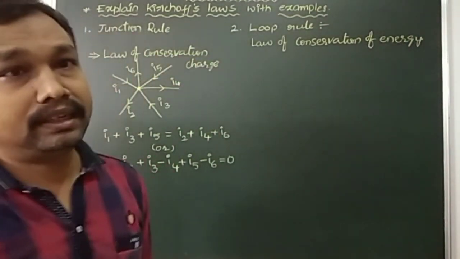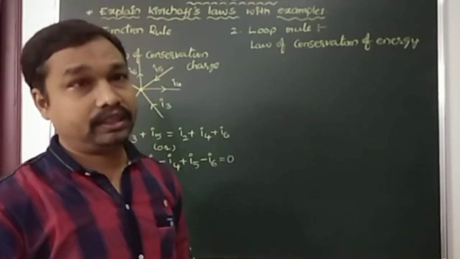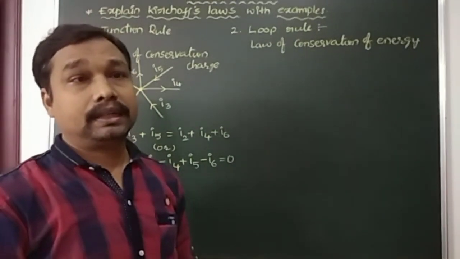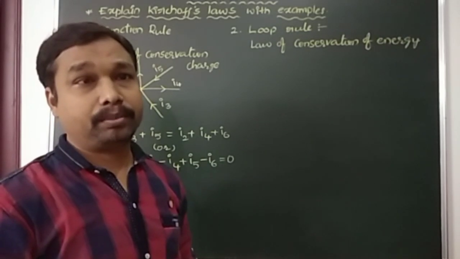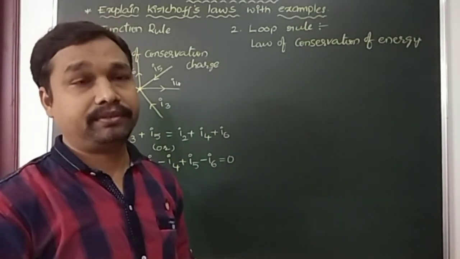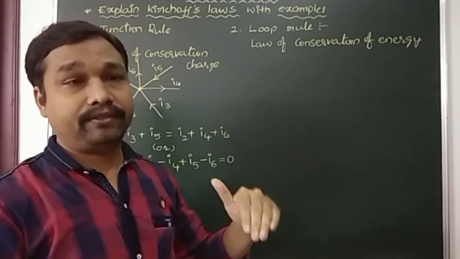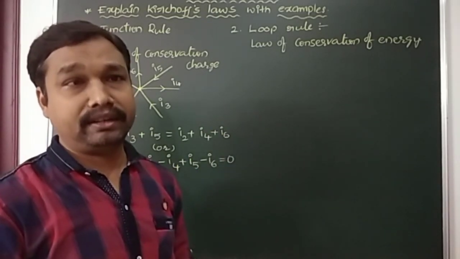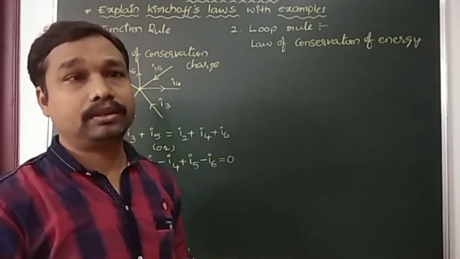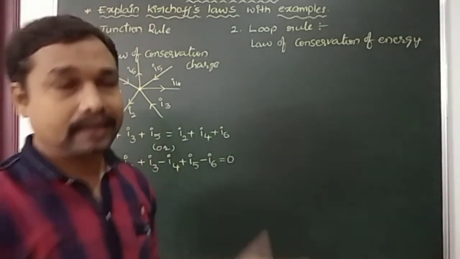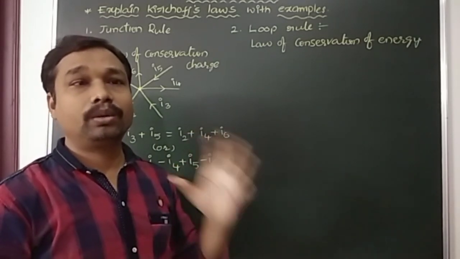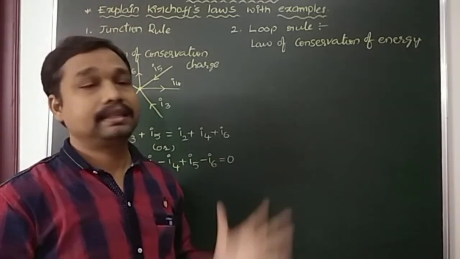Loop rule is considered on the basis of the law of conservation of energy. According to the loop rule, the increase or decrease in potential difference across the different devices in a closed loop must be equal to 0, or else the algebraic sum of the product of current and resistance across all the devices must be equal to 0.